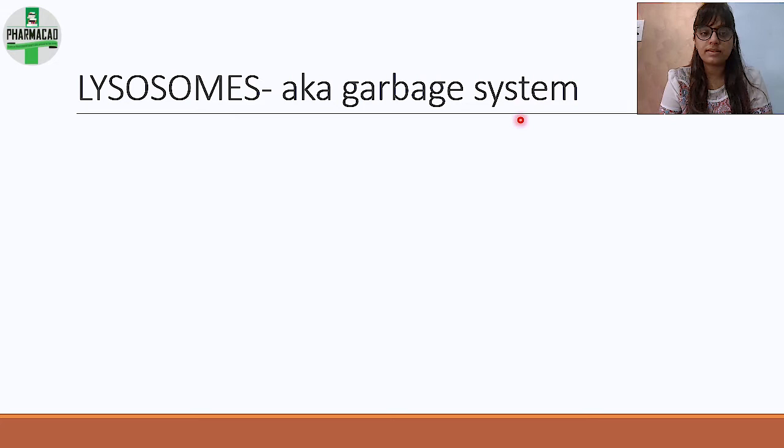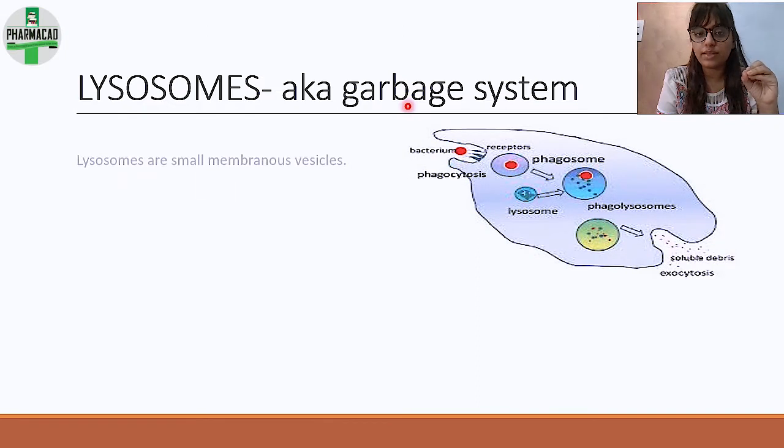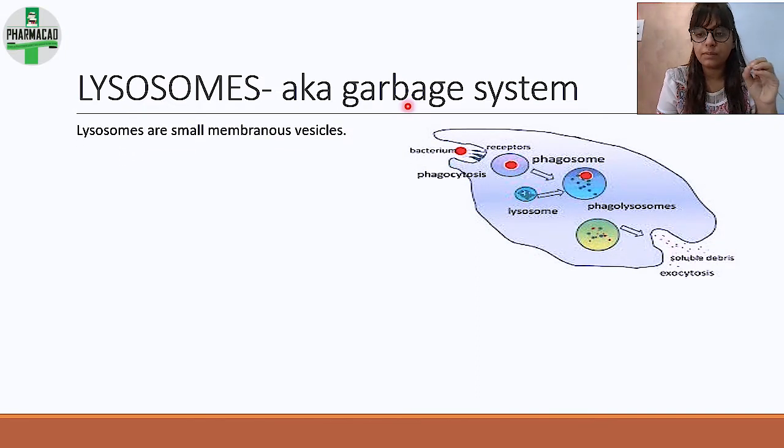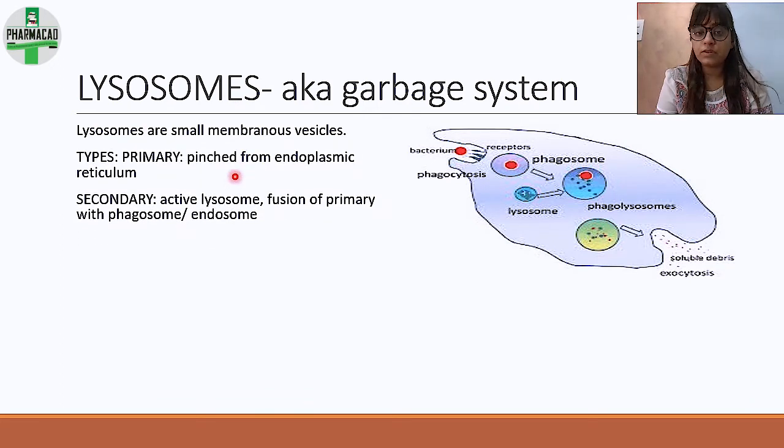Lysosomes, also known as the garbage system. Everybody knows what the powerhouse of the cell is, but nobody knows the garbage system. So those are lysosomes. Lysosomes are also small vesicles. Vesicles means it's like a balloon only, okay? There are two types. One is primary, which is pinched off from the endoplasmic reticulum. In the last diagram, you could have seen that there is one pinching off. And secondary, which are formed after fusion of primary with something else, like phagosome or endosome. We will talk about this in the next video, phagosome and endosome.